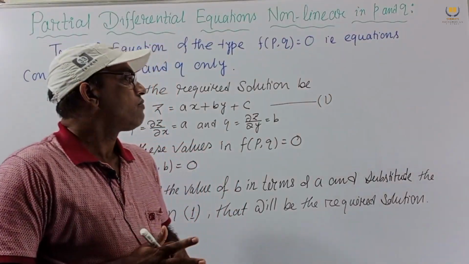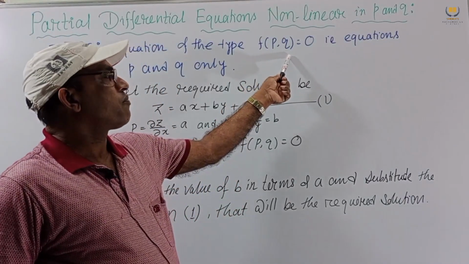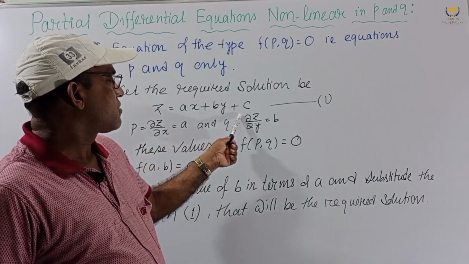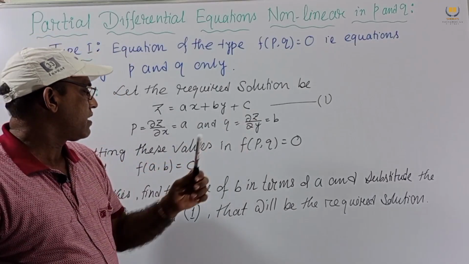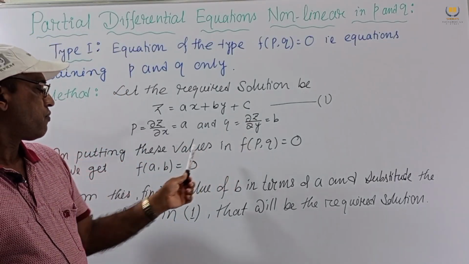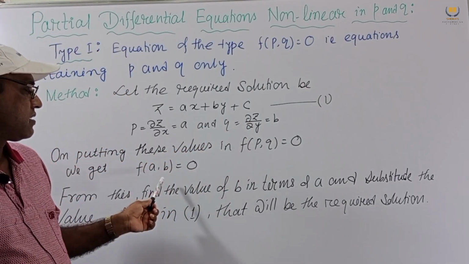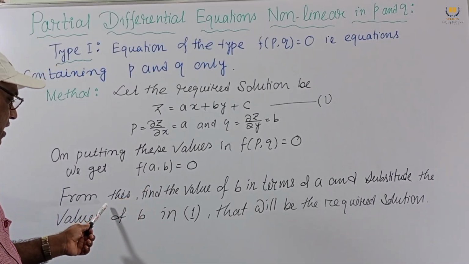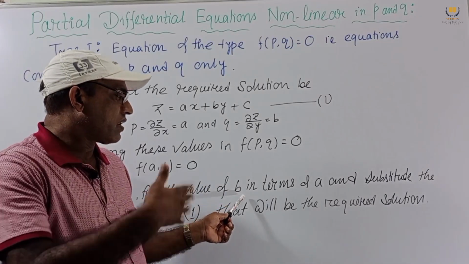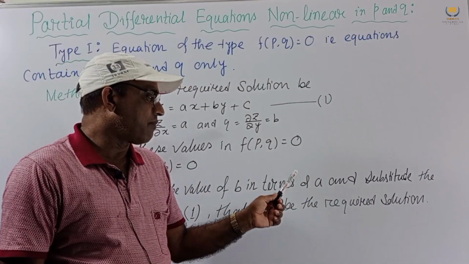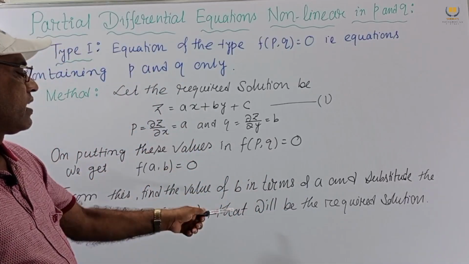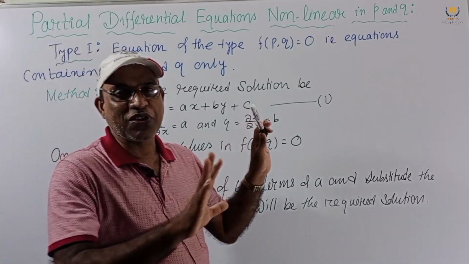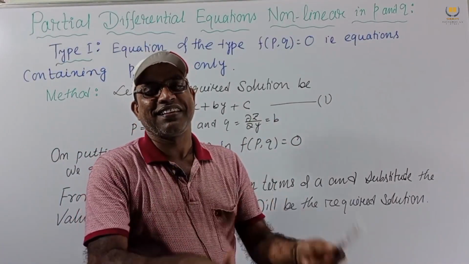This is the rule. First, given in terms of p and q, we consider this as the solution and find p and q, and replacing p and q using this, we express b in terms of a, and putting the value of b here we get the required solution. So we solve in this way. These are very easy, very simple.